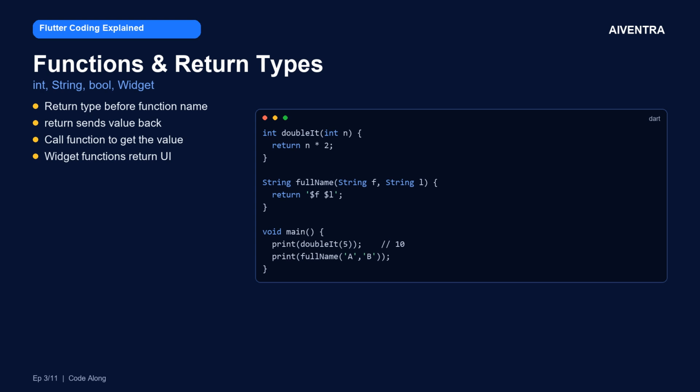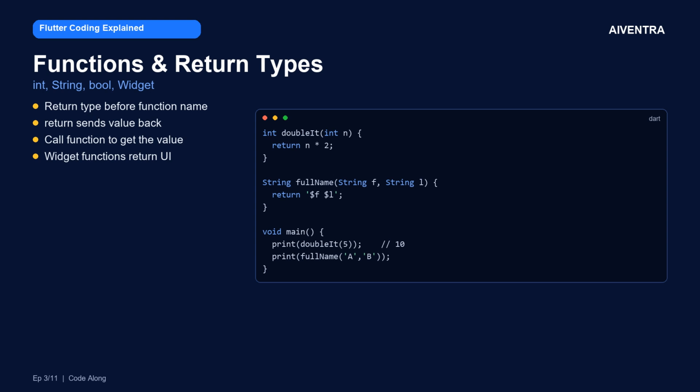Our second function returns a string. String fullName takes first and last name. It returns them combined with a space. String interpolation makes this easy. In main we call both functions inside print. doubleIt 5 prints 10. fullName A B prints A space B.